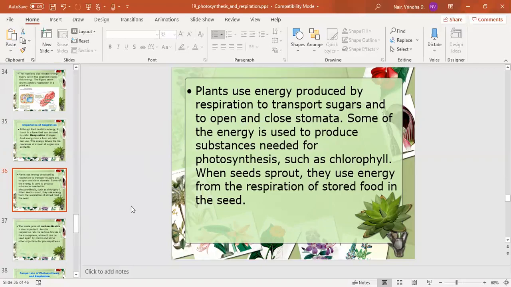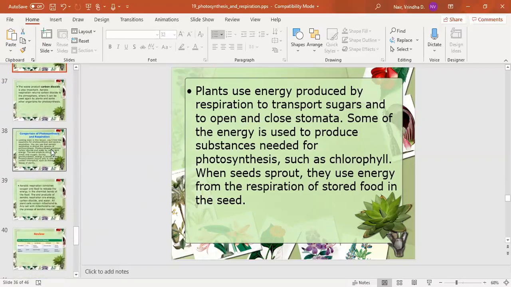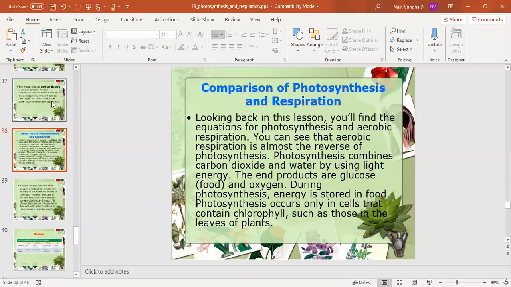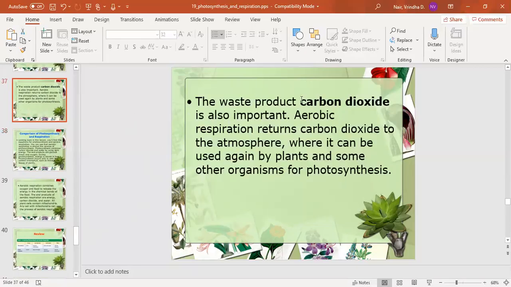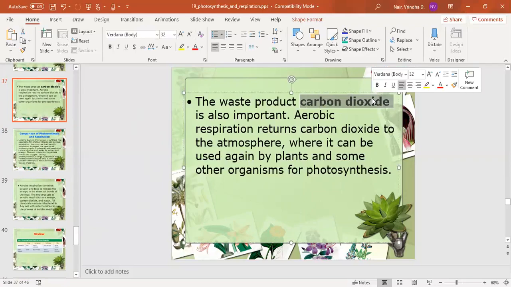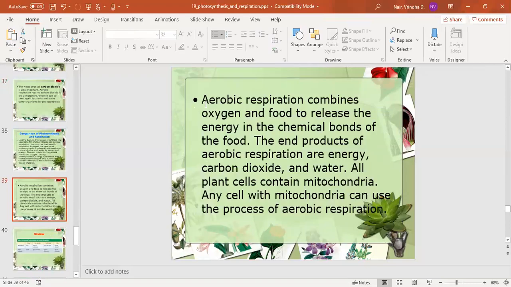So again, this is just the same repetition of what we just did. The waste product, this is what you have to remember. The waste product is always carbon dioxide. The waste product carbon dioxide is also important. Carbon dioxide is a waste product for animals and human beings, and it is a very important ingredient for plants to actually grow. Aerobic respiration combines oxygen and food to release energy.